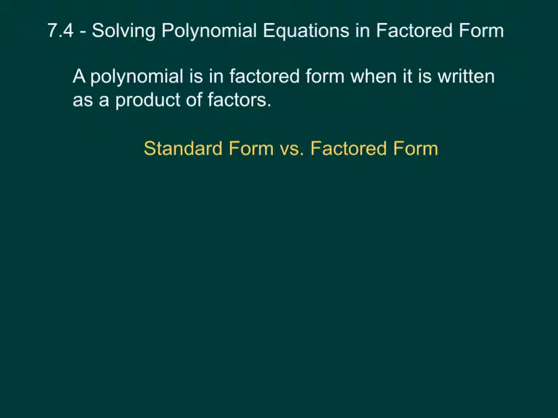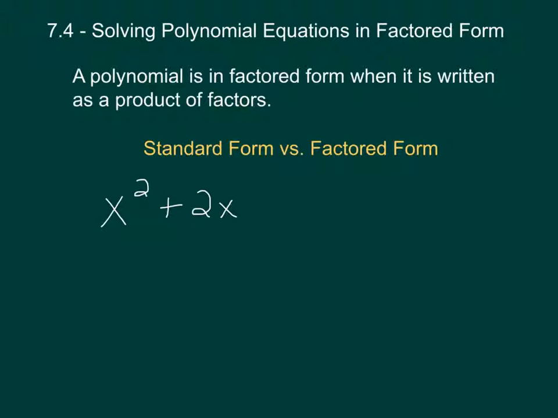We know that standard form is when a polynomial is written so that the degree of each term decreases from left to right, meaning the first term is the one with the largest degree and it has the lead coefficient. Here's an example. X squared plus 2x is in standard form.